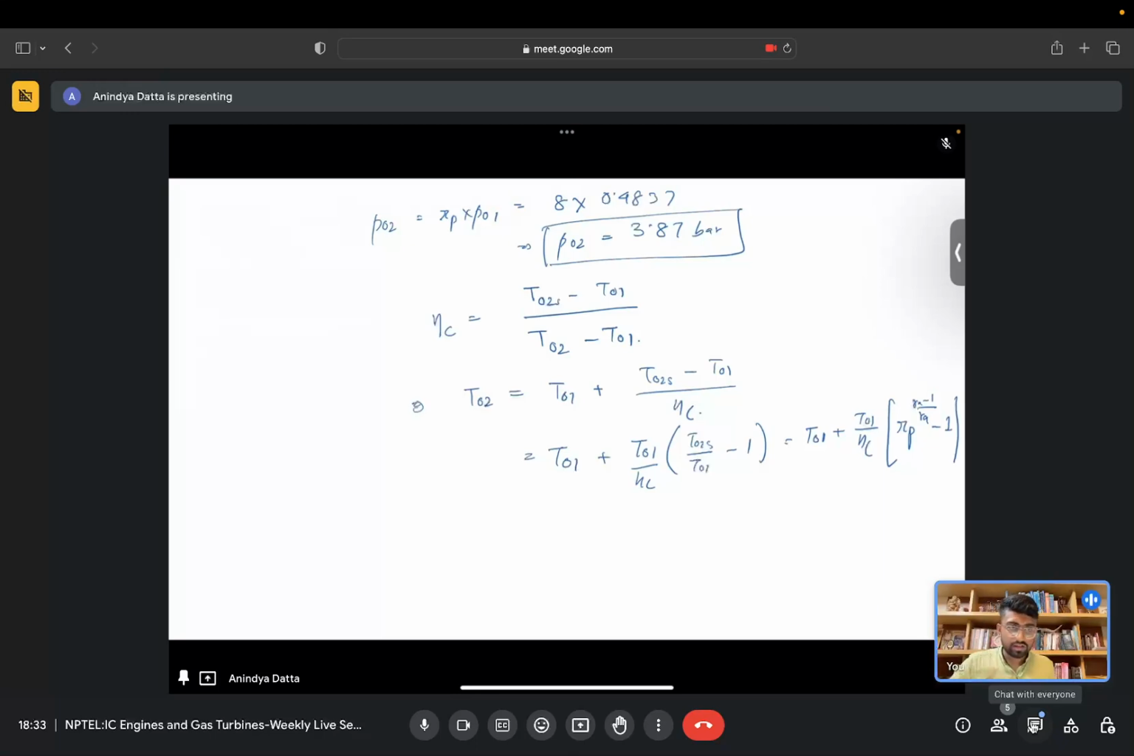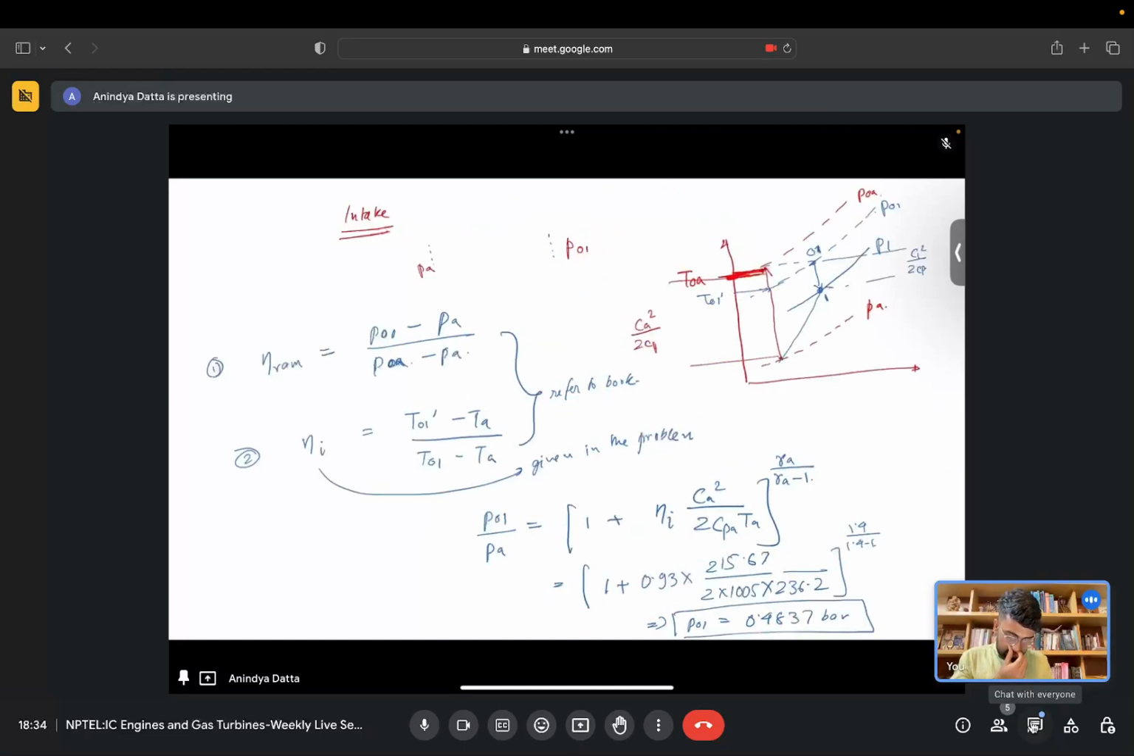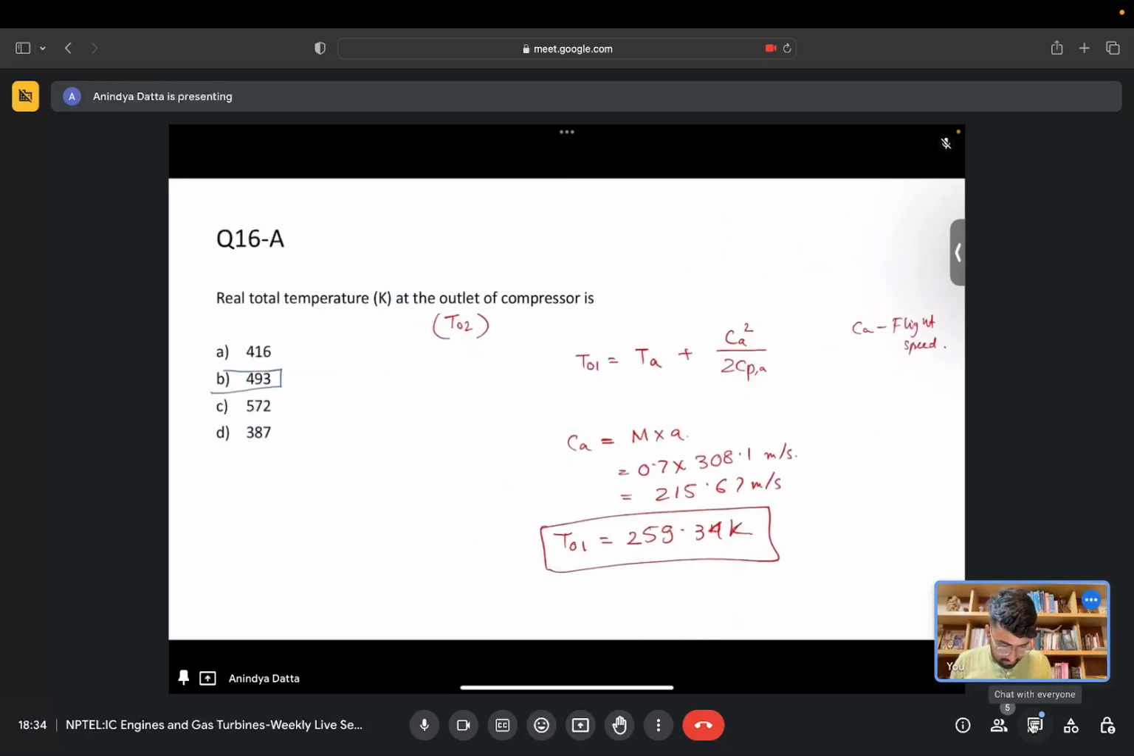This kind of thing, if you remember, we have done before, right? So T02 will be T01, which is 259.34, plus 259.34 divided by eta C, the compressor efficiency, which is 0.9, with Rp equal to 8, to the power (1.4 minus 1) by 1.4, minus 1. If we solve this, we will get T02 as 493.16 Kelvin. Okay, which is the answer, option B.